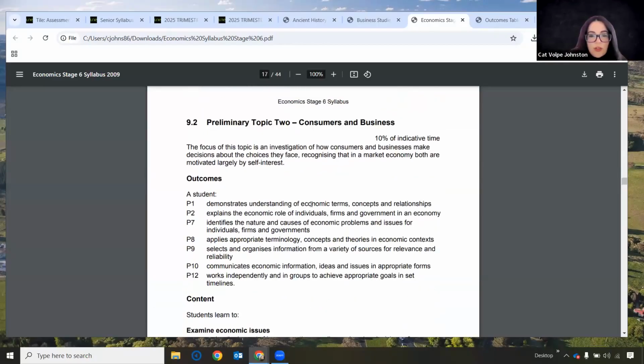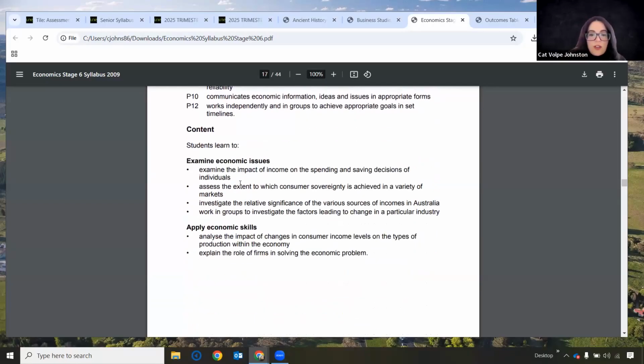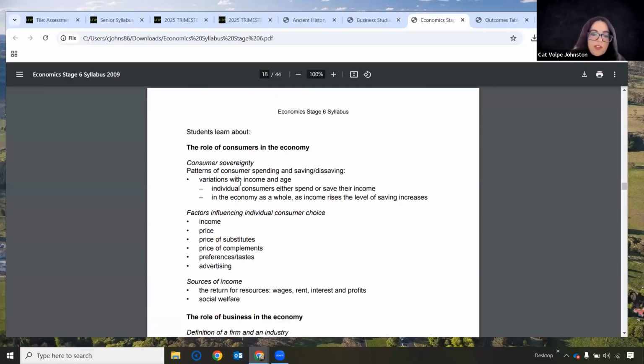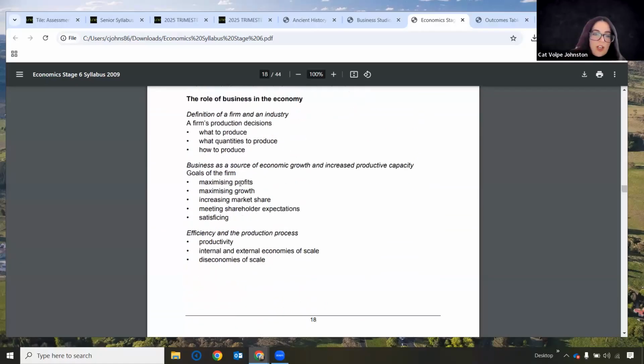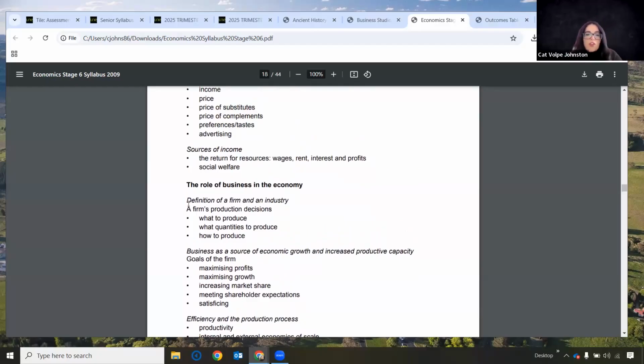Now, going on to number 2, Consumers and Business. Again, these are the outcomes that are relevant to that unit of work. Examining economic issues, applying economic skills, the role of consumers in society, the role of business in the economy. Even if you wanted to do something like definition of a firm and an industry, a firm's production decisions, what to produce, what quantities to produce, how to produce, you could do that. And then in your second topic, look at a case study of a specific firm. That's an example. The case study way is really the way to go.